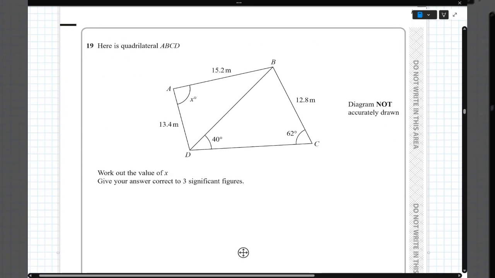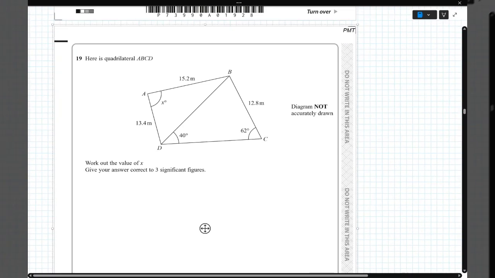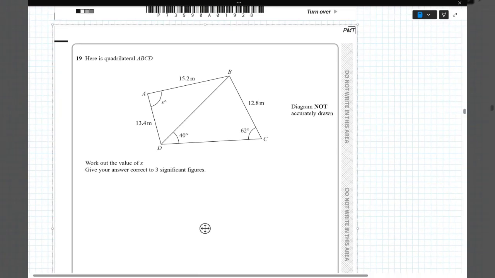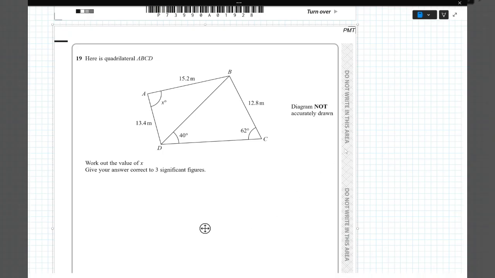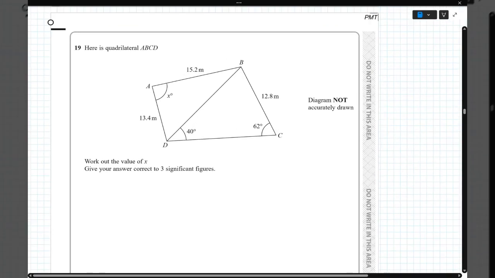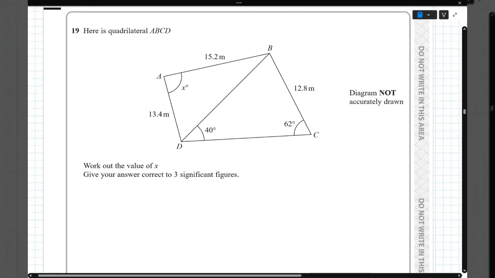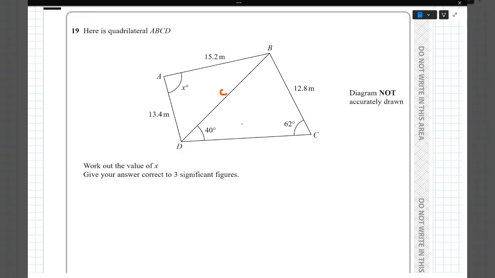Question 19. Here is a quadrilateral A, B, C, D. Work out the value of x and give your answer correct to 3 significant figures. So actually, I've spotted it. It's quite a nice one to spot. If you know, you know, I guess. But we've got C, and then we'll call that little c, D, and little d. So we can use the sine rule for this one.